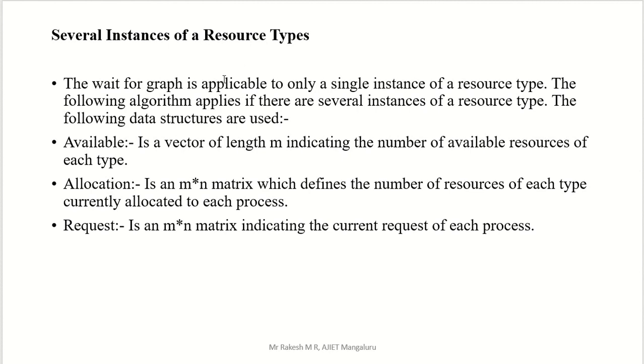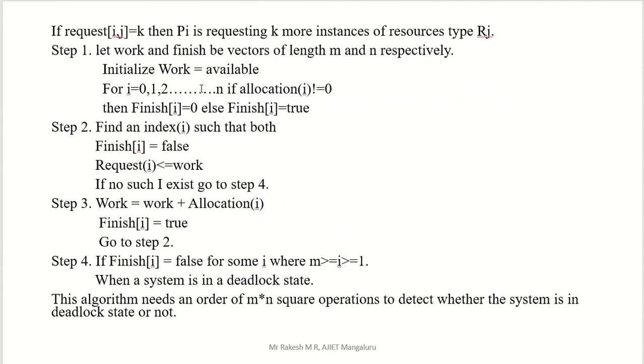For that algorithm, we need some of the definitions. One is Available. The Available definition is the same as in the previous Banker's algorithm. The Allocation definition is also the same as in the previous Banker's algorithm. The Request definition is also the same as in the previous Banker's algorithm. Now, this is the algorithm we are going to use for multiple instances. This algorithm is called the deadlock detection algorithm for multiple instances of resources.